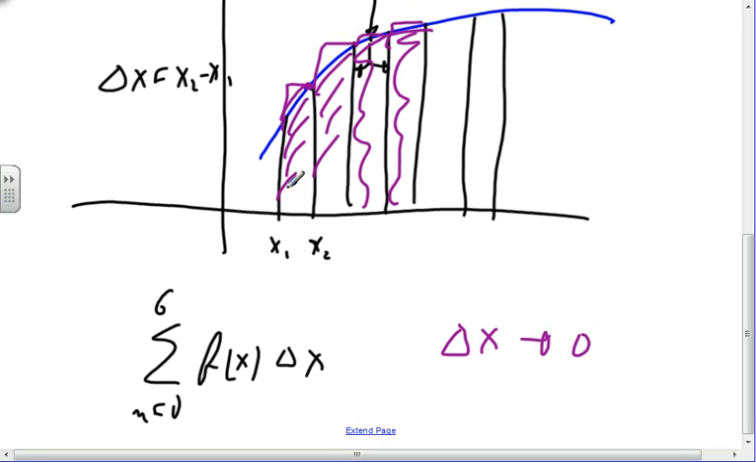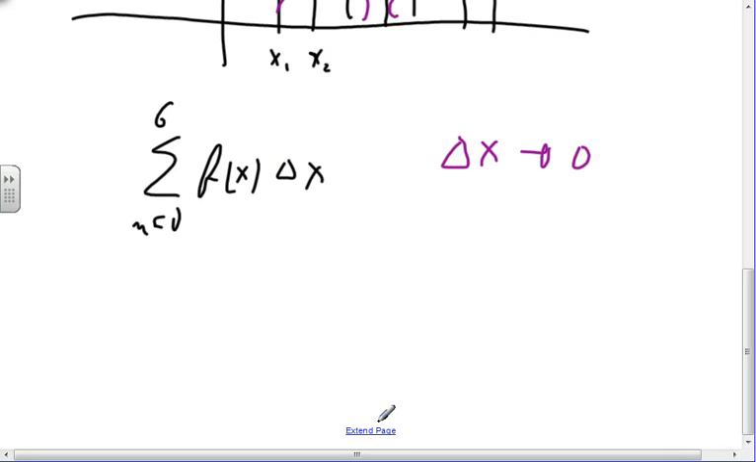Now, if I send this delta x to 0, I'm going to get closer and closer, with 100,000 of them, and 1,000,000 of them, and 2,000,000 of them, and 100,000,000 of them, to the area under the curve. There are 2 rules to do that. One is Simpson's rule, which I don't see the author worried about, and the other one, I forget who he is. In your calculus class, you'll worry about that too.